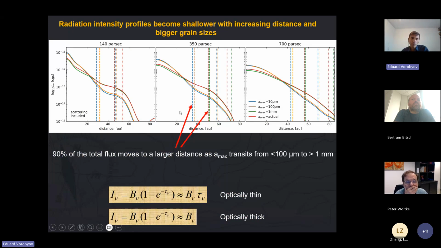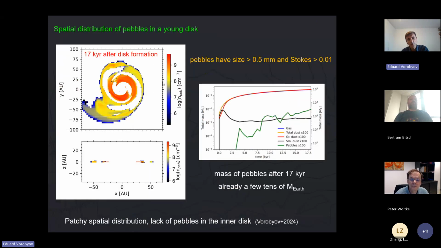We also plan to include line modeling, molecular line modeling, to see what we can get out of that. But it's already interesting to see that the same disk can look quite different depending on the stage of dust growth and distance to the source. And finally, I showed this slide.